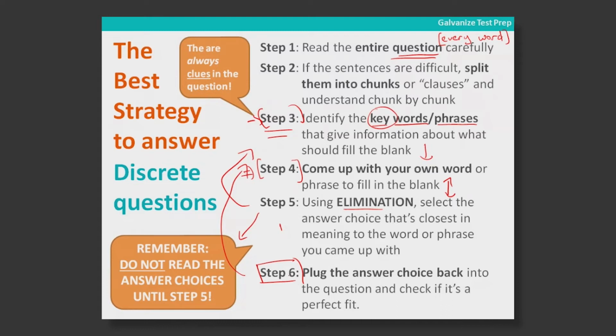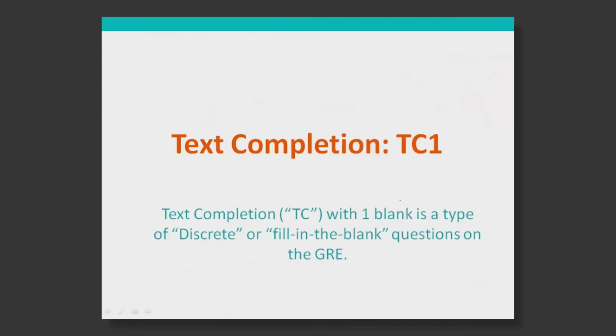Okay? Remember, verbal reasoning is what they call this section on the GRE. It's not just about your English skills, it's about your reasoning skills. So the logic is there if you can find it. All right? So if you've got the strategy in place, we're going to move on to the first of the text completion question types. That is the TC1, where you have one blank in the question.